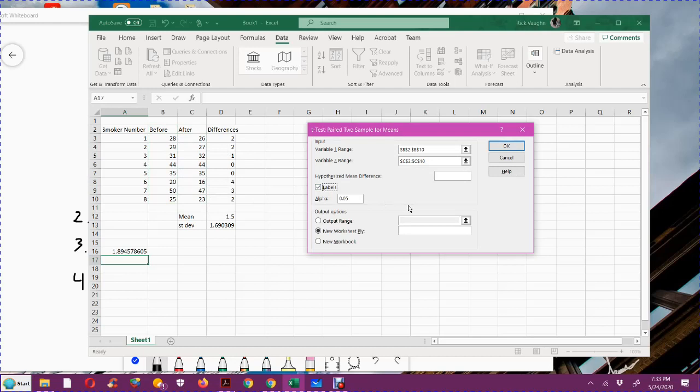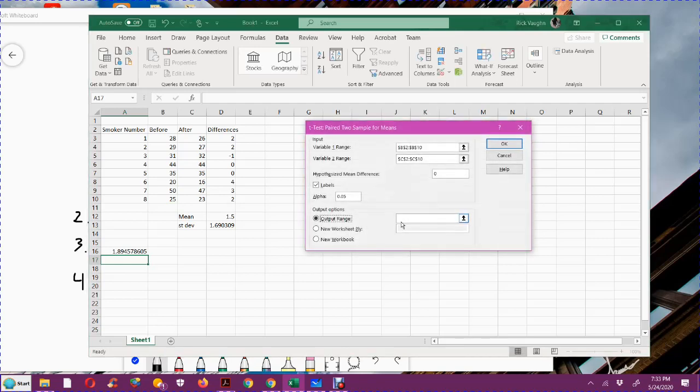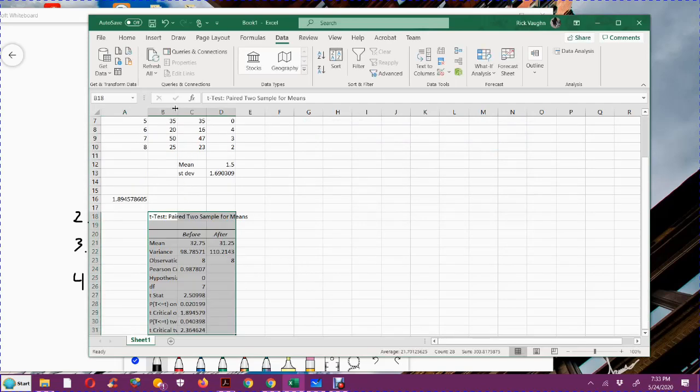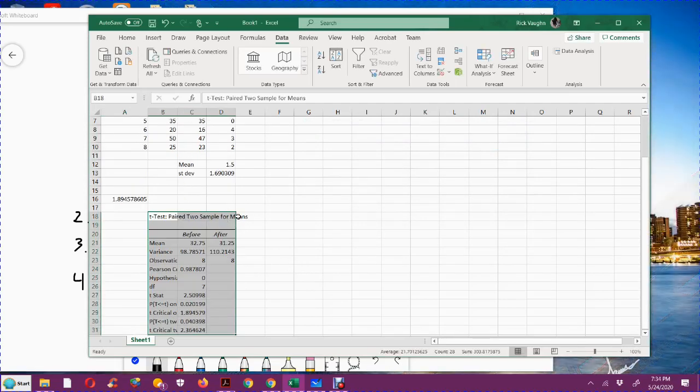And I did use the labels, and the hypothesized mean difference was 0. The alpha is set to be 0.05, and I'd like to put the output here on my table, maybe down here somewhere. Right, so now that I have all these things set, I'll press OK, and you get this output for your t-test: paired two sample for means.